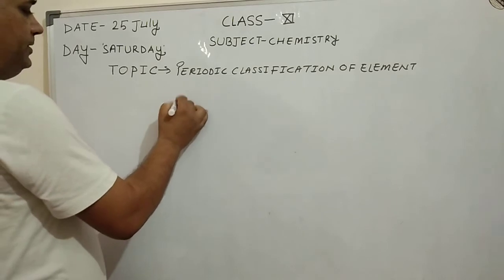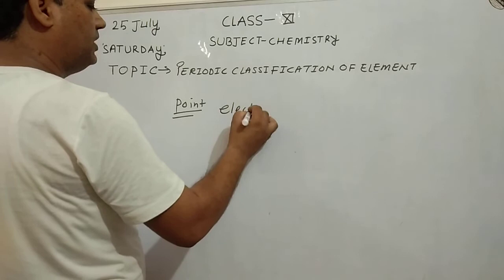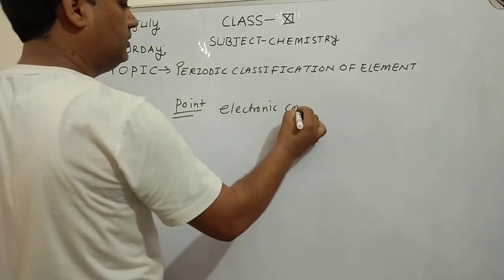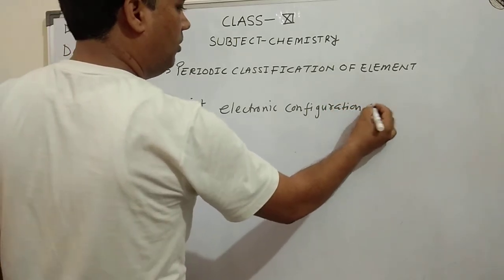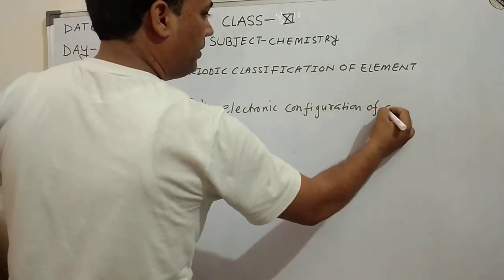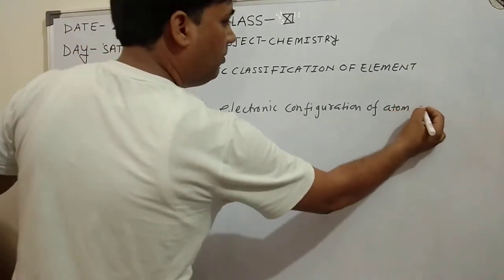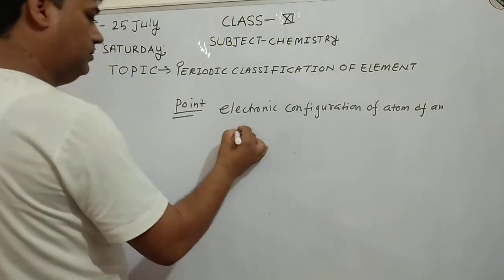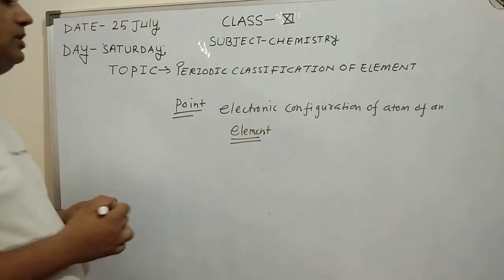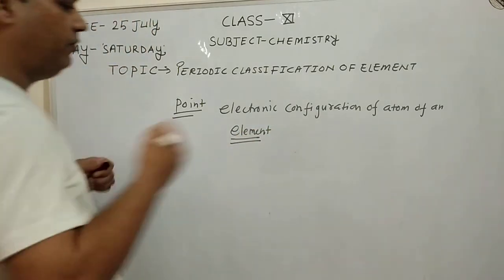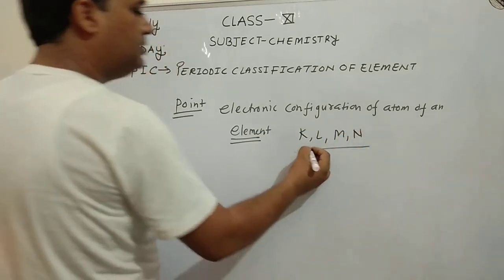Next point, which is very important, is electronic configuration of an atom of an element. So you are required to know how to write the electronic configuration in terms of K, L, M and N. These are shells.